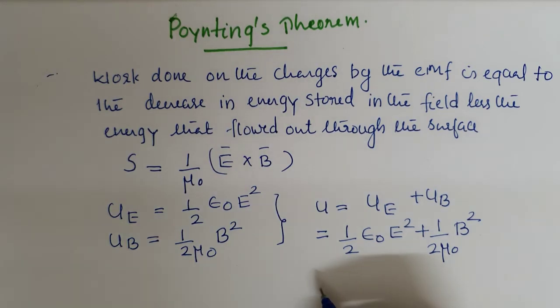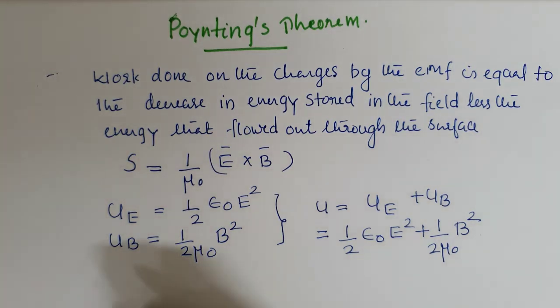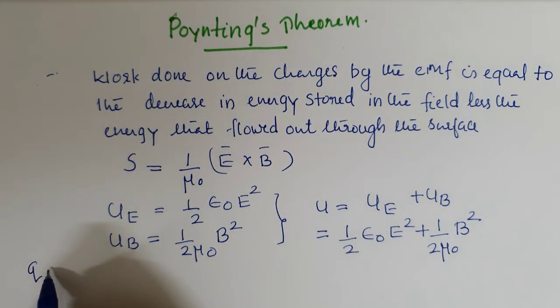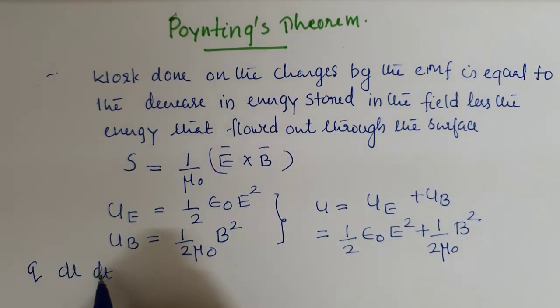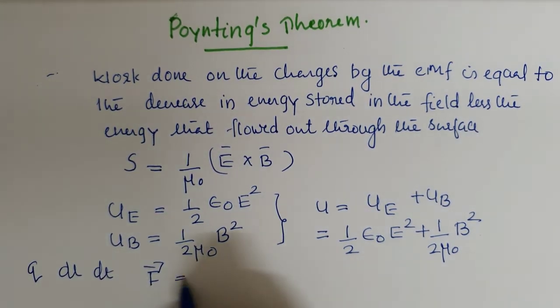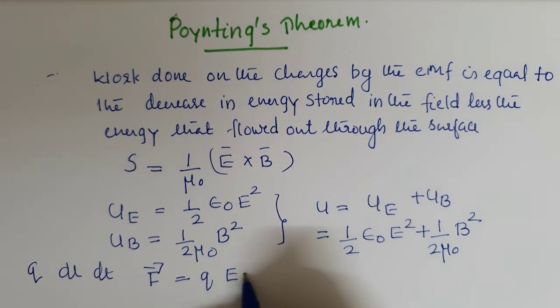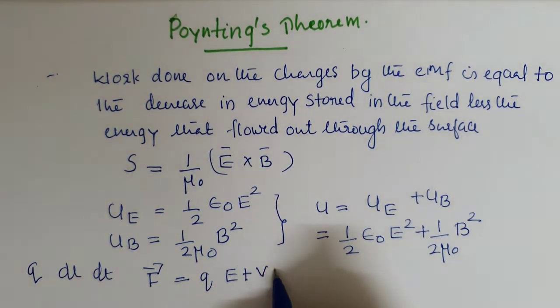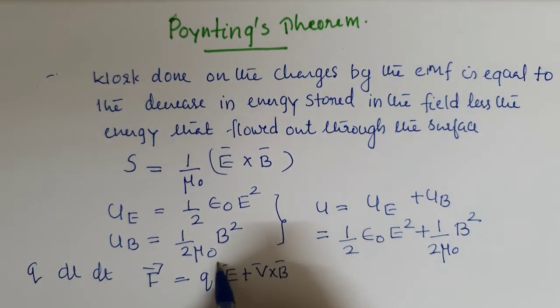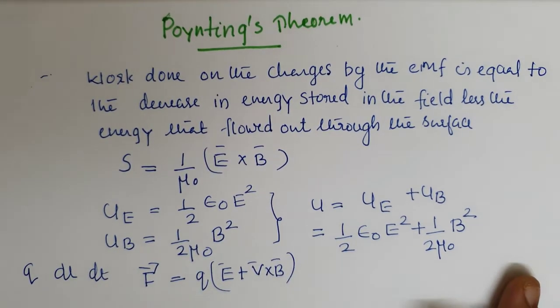So we are considering a system of charges which can produce an electric field E and a magnetic field B. Let a small charge Q be moved through an infinitesimal distance dl in a time dt. Then according to the Lorentz force law, the force acting on the charge can be expressed as F equals Q into E plus V cross B. This is the Lorentz force.